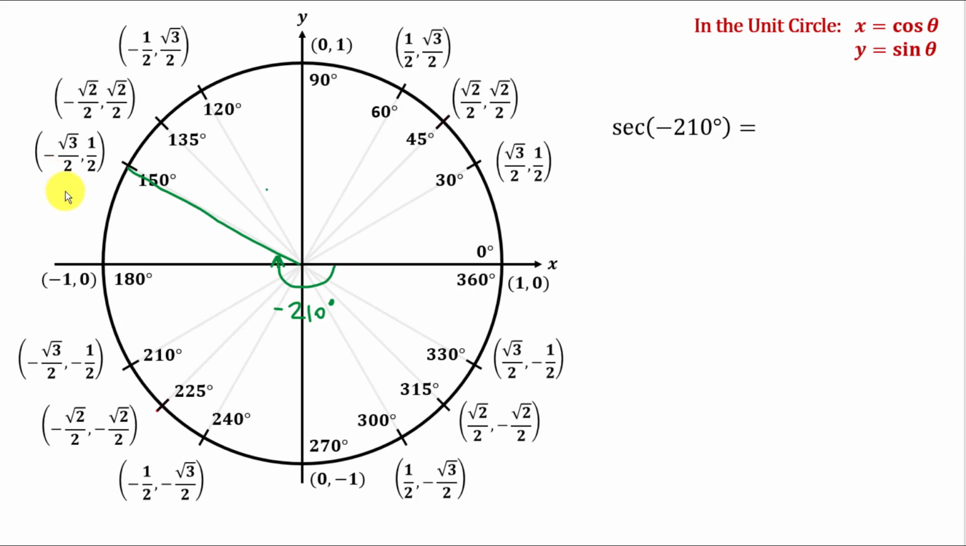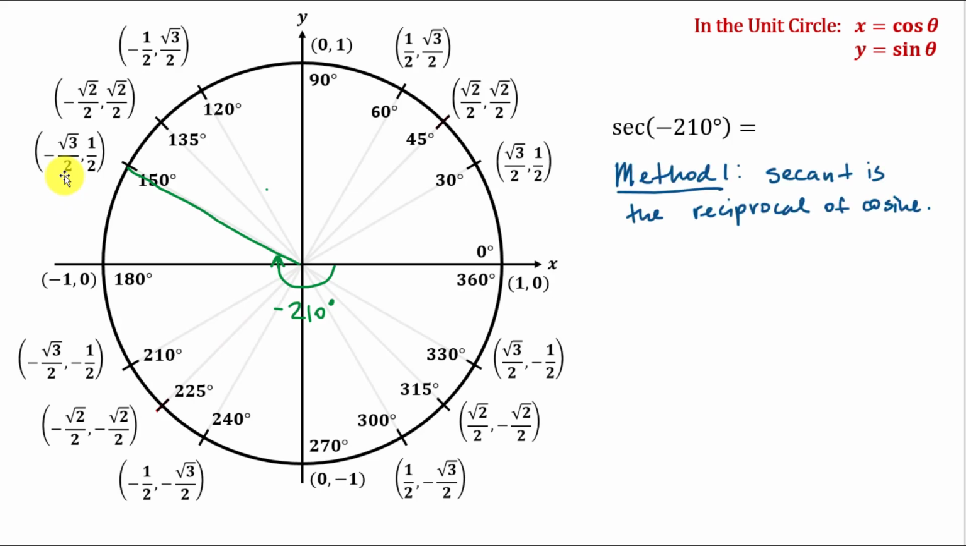Right? And that means that, knowing cosine, I can find secant. And that's going to be method number 1. So we know that secant is the reciprocal of cosine, and since cosine of a negative 210 degree angle equals, remember cosine is the first coordinate, so I'll have to pick negative radical 3 over 2. So negative radical 3 over 2, that's cosine.